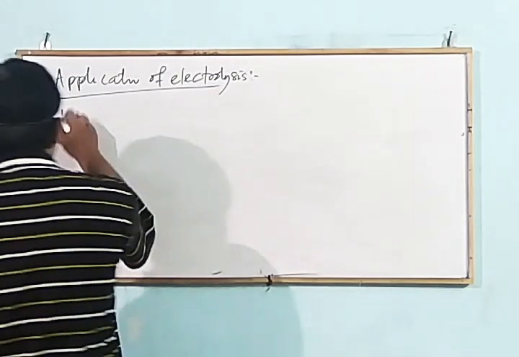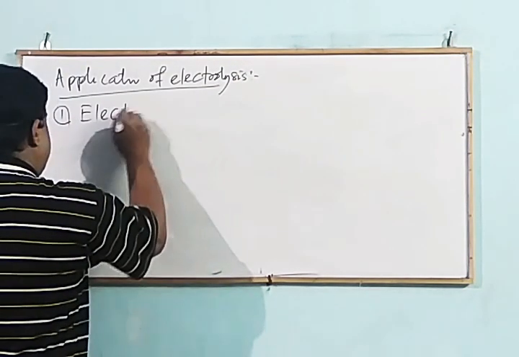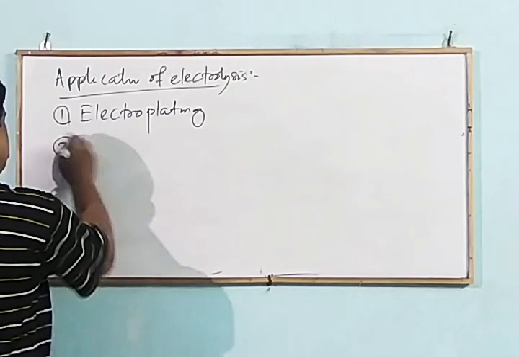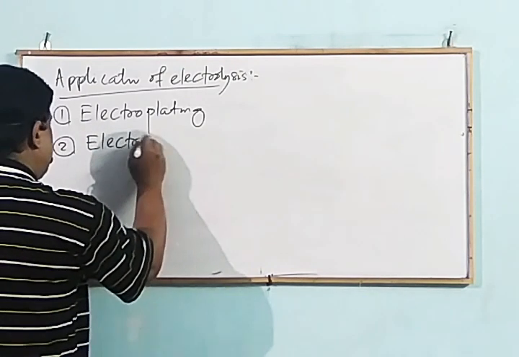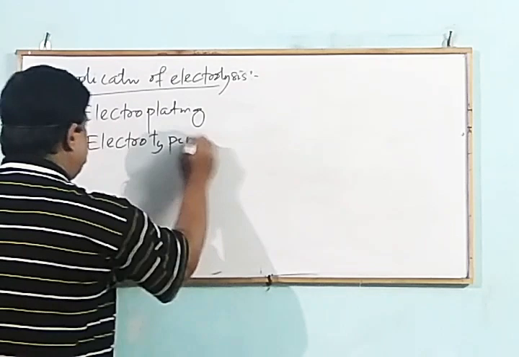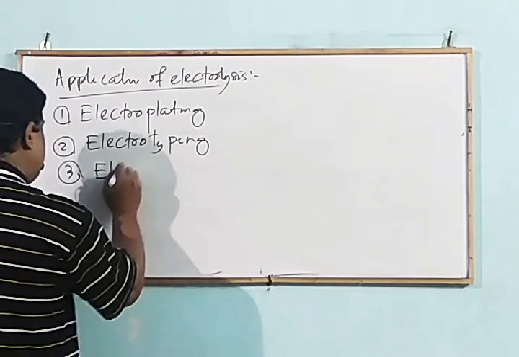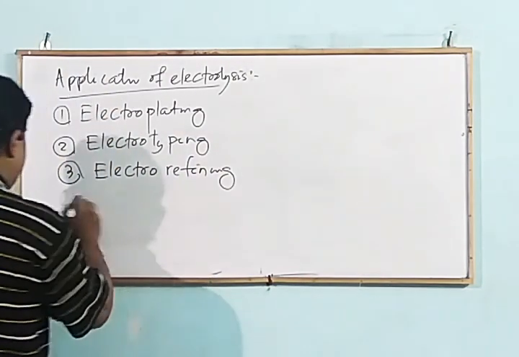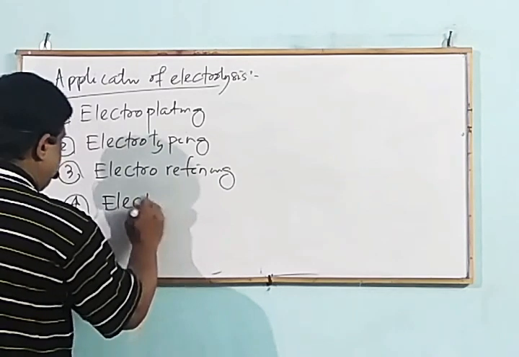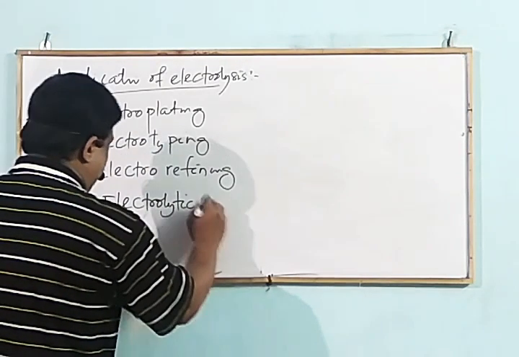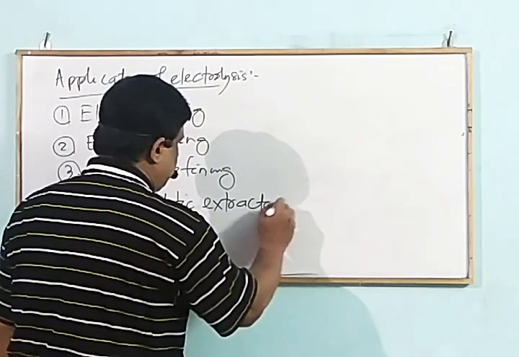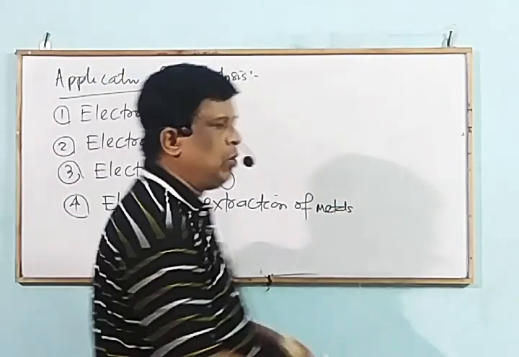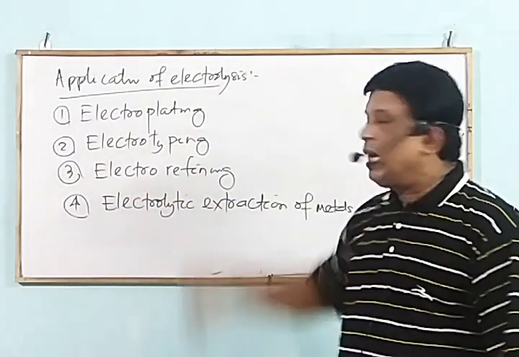Mark that. Point 1 is electroplating. Point 2, electrotyping. Point 3, electro-refining. Point 4, electrolytic extraction of metals. Mark that. Point by point. What is point 1? Electroplating.